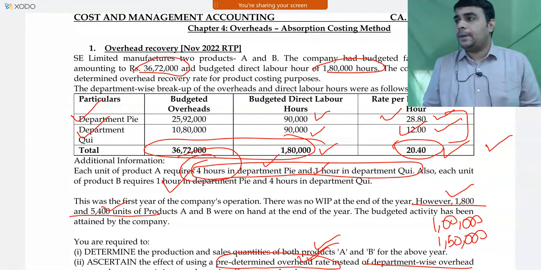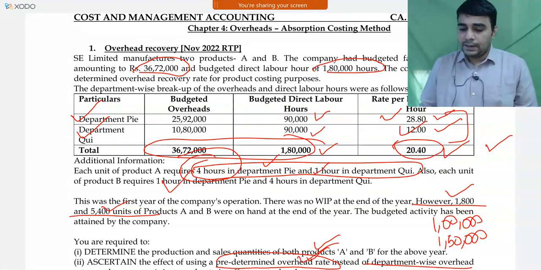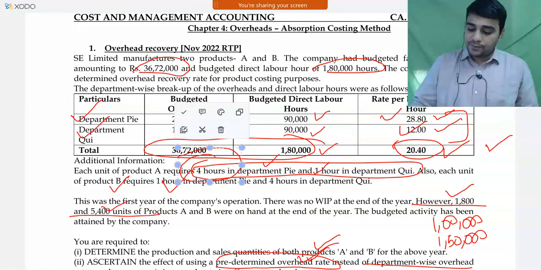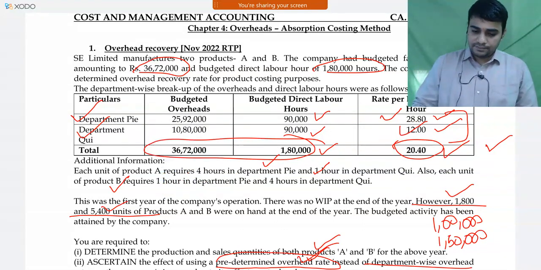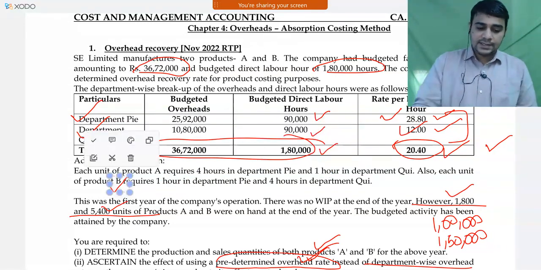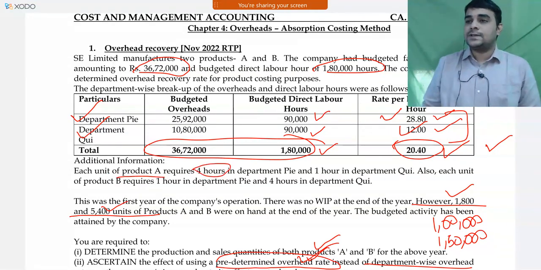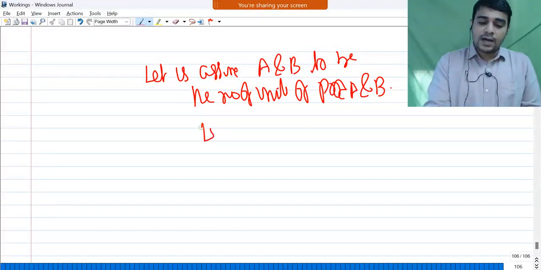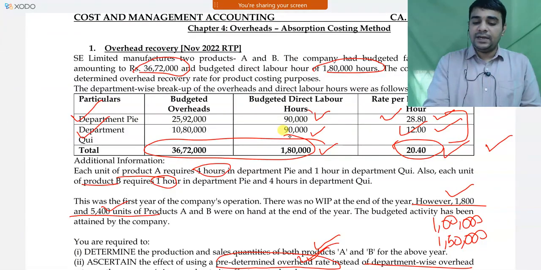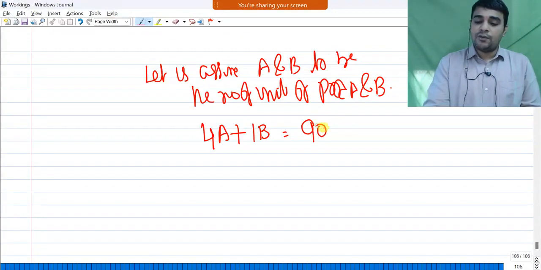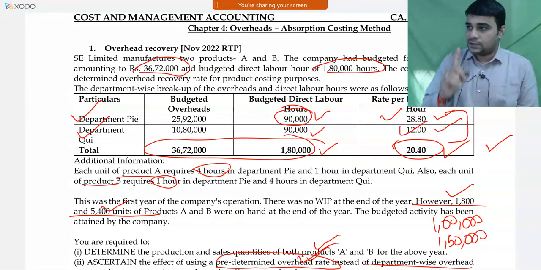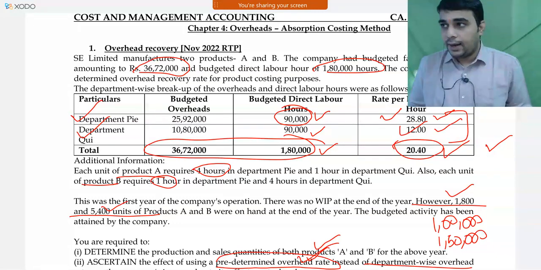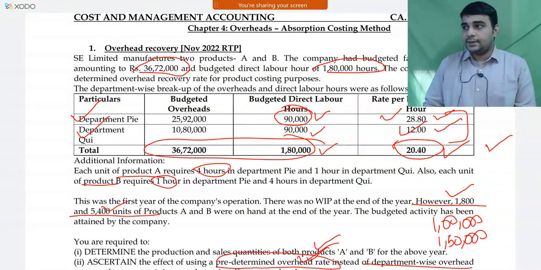Product A needs 4 hours in department P. Product B needs 1 hour in department P. It says each unit of product A requires 4 hours, and each unit of product B requires 1 hour in department P. So, 4 hours into the number of units of A, 1 hour into the number of units of B, put together will be 90,000 hours, because I have overall 90,000 hours.